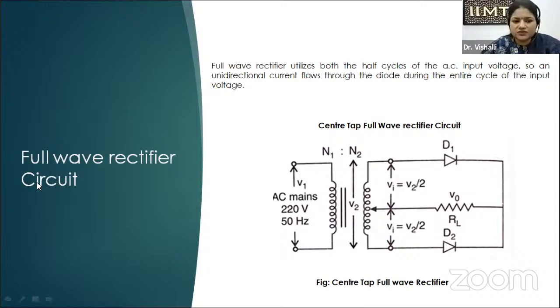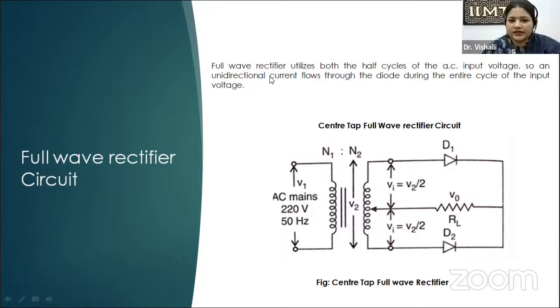As the name suggests, the full wave rectifier utilizes both the half cycles. As we have seen previously, the half wave rectifier was able to convert only half of the wave into the output, but the full wave rectifier uses both half cycles of the AC input, the positive as well as the negative half cycle, so that a unidirectional current flows through the diode during the entire cycle of the input voltage.